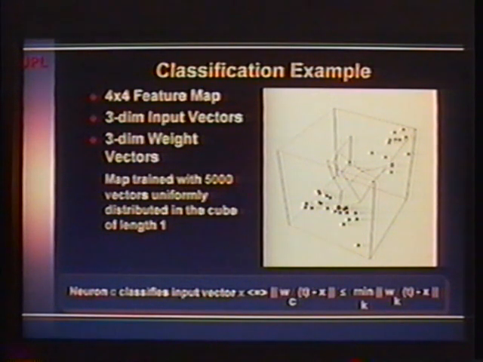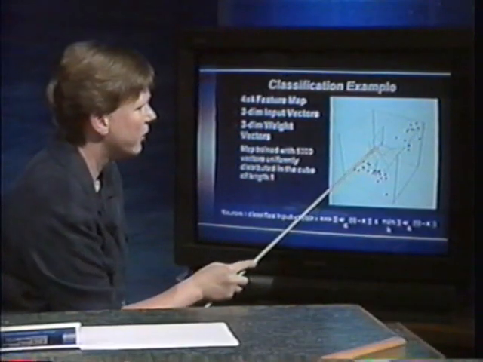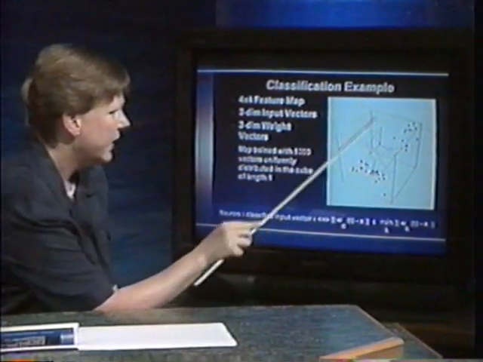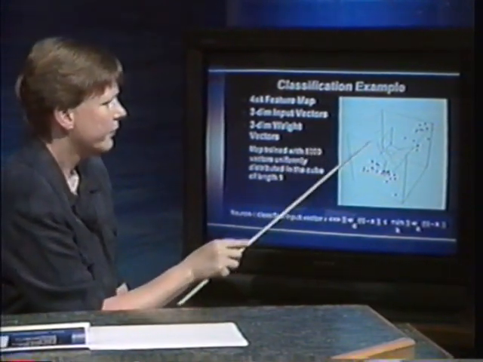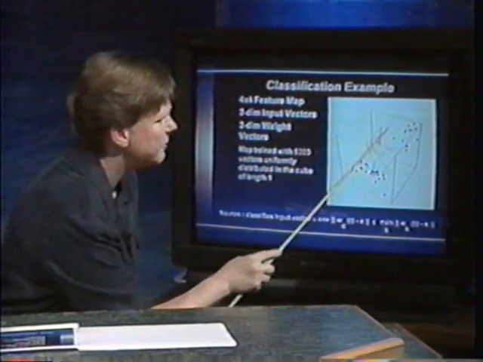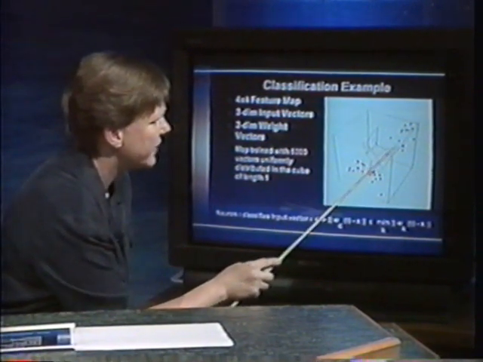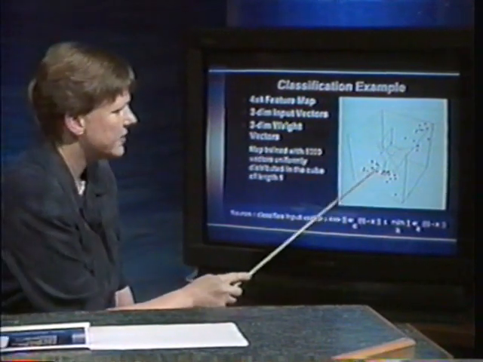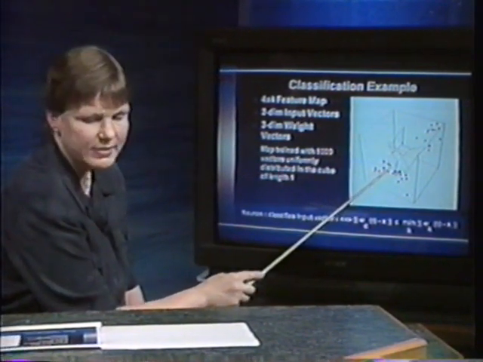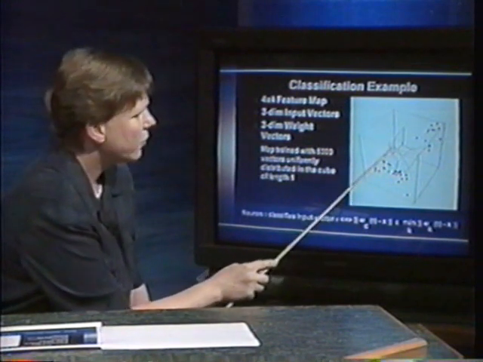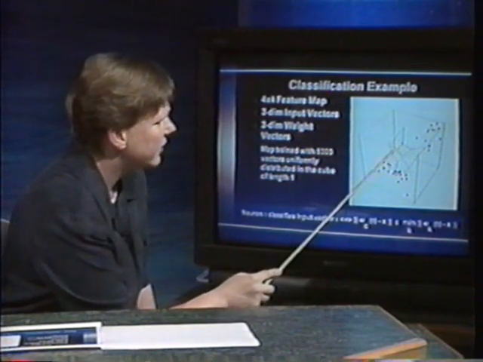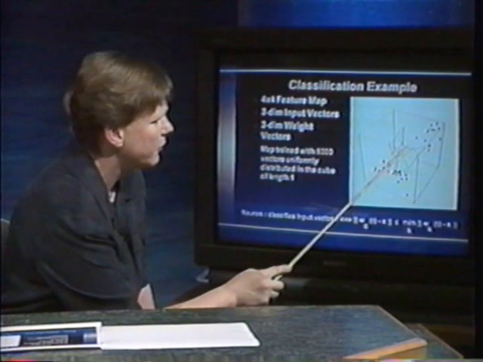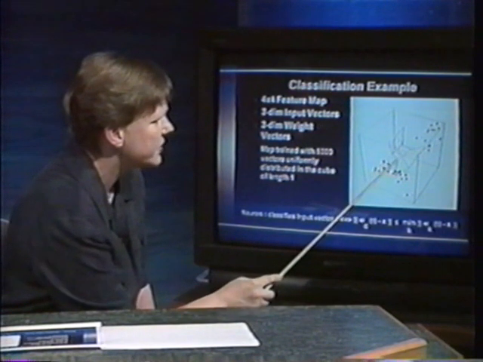And as you can see here, after 5,000 steps, our 16 neuron map will distribute inside the cube, and all input vectors in this part of the cube will be classified by this corner neuron. All the red dots in this part of the cube were classified by another corner neuron. Input vectors in the middle of the cube will be classified by the inner neurons of the map.